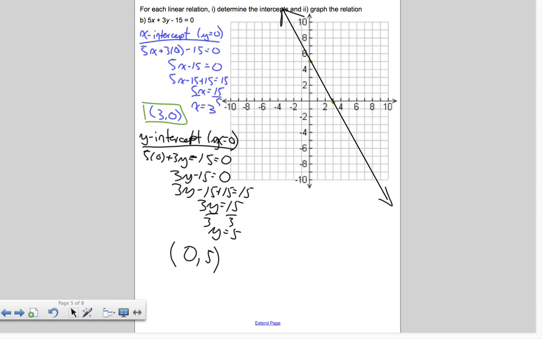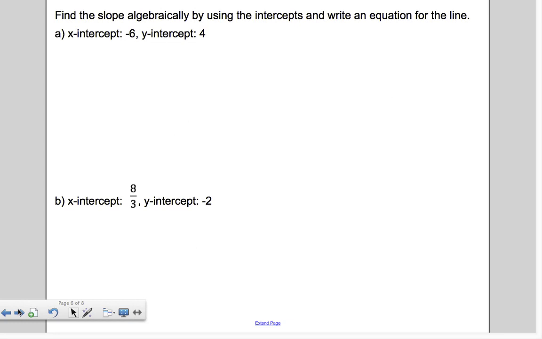So hopefully your line looks something like that. Now here's a different question dealing with intercepts. Now I'm giving you two intercepts, both the x-intercept and the y-intercept. How do I calculate the equation of that line?